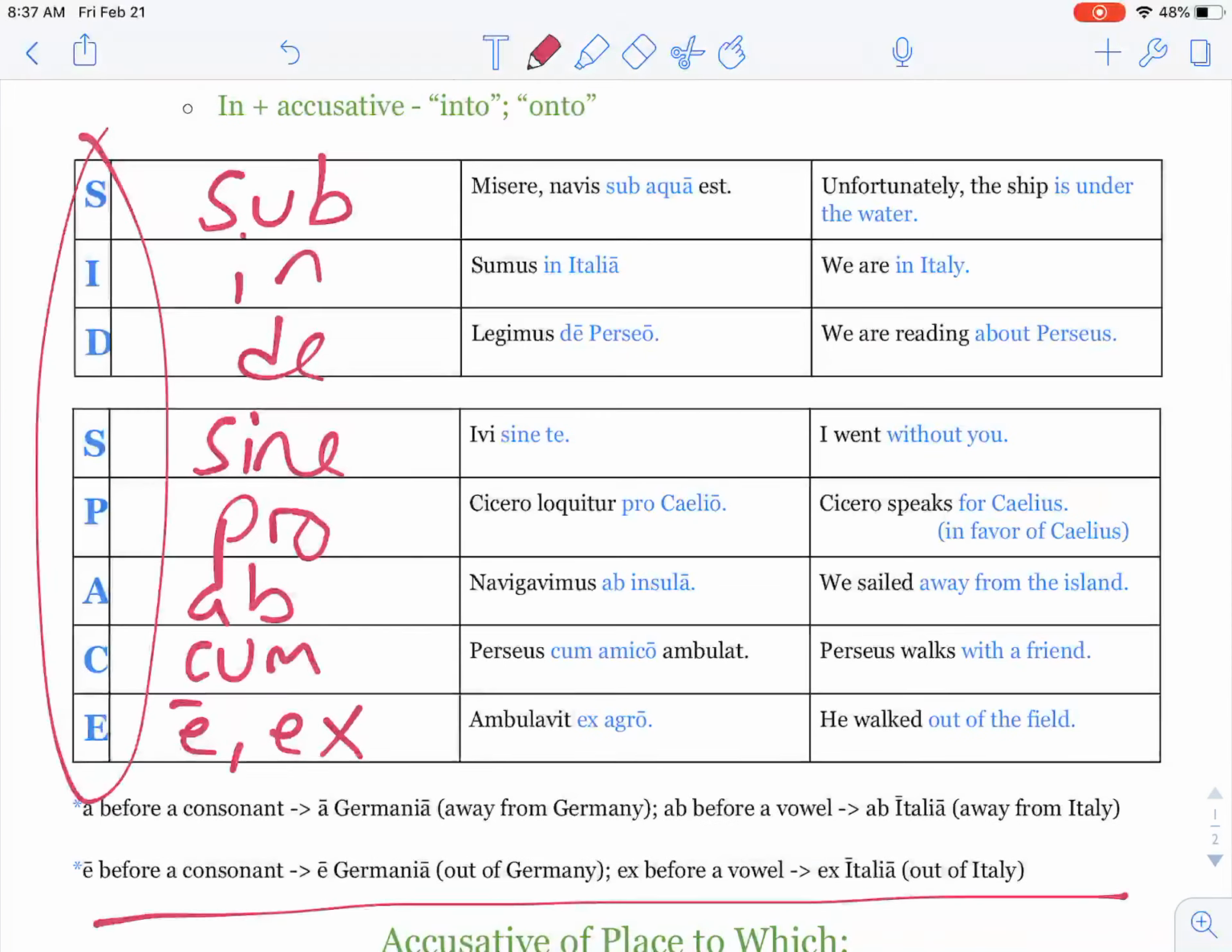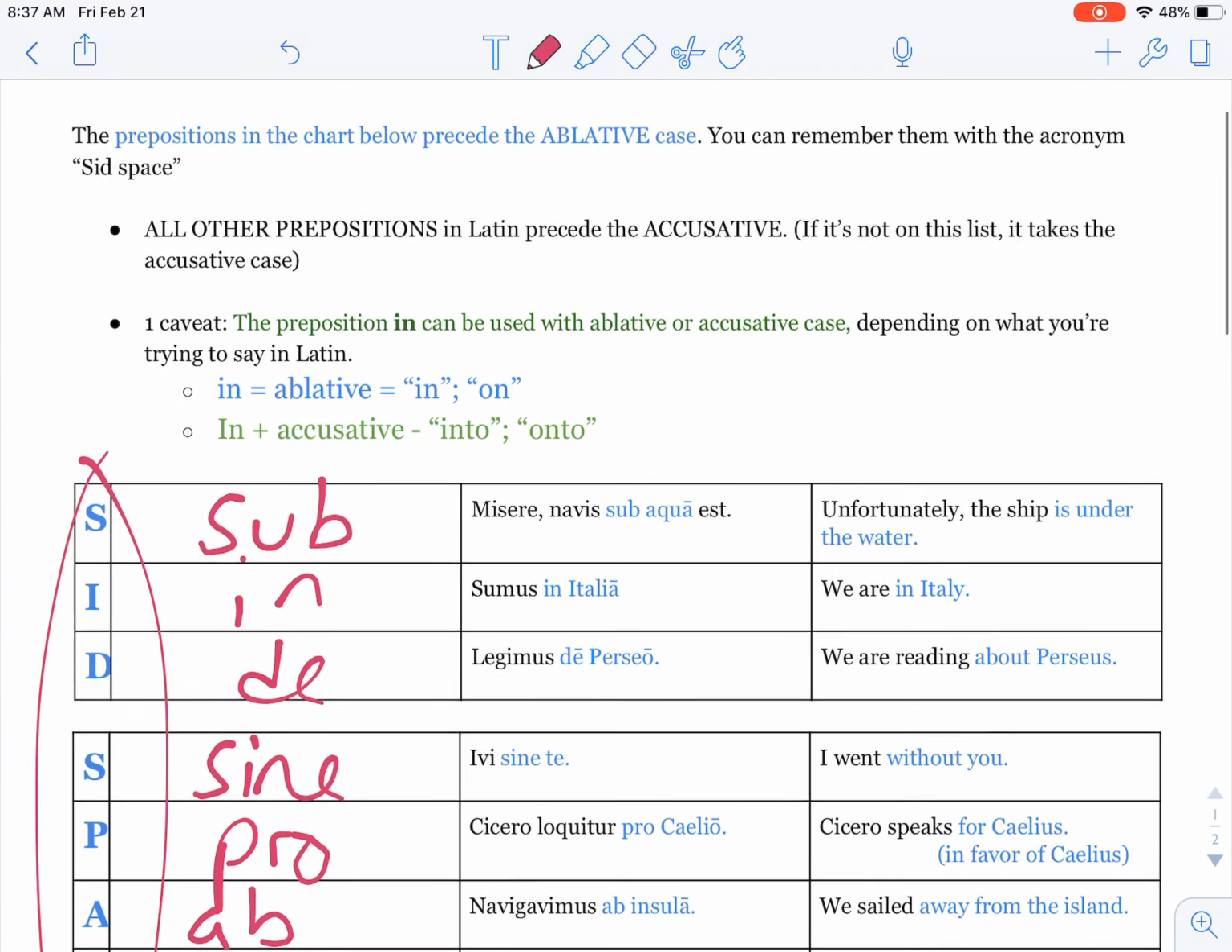So if you know that SID space, these prepositions all take the ablative, you can also know that any preposition not on this list, any preposition that is not sub, in, de, sine, pro, ab, cum, or x, takes the accusative case. Only these prepositions take the ablative case. So these prepositions come before nouns in the ablative. Every other preposition in Latin is going to take the accusative case. So that's super easy. There's one little caveat here.